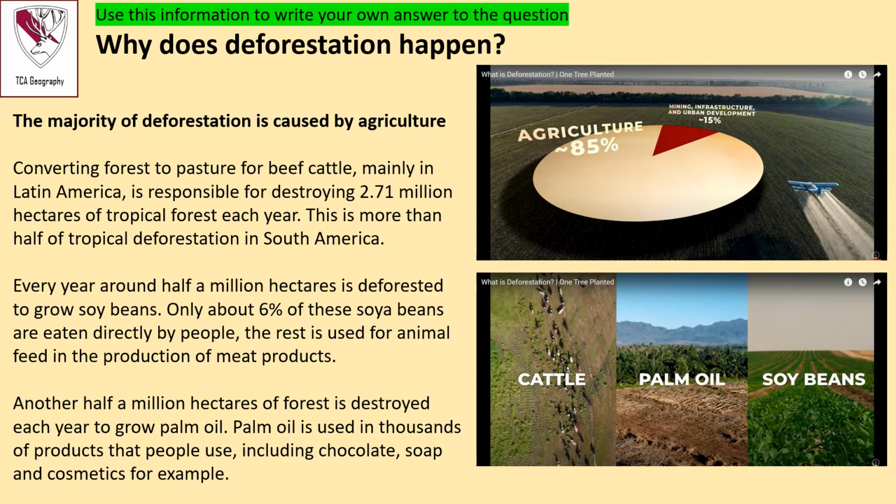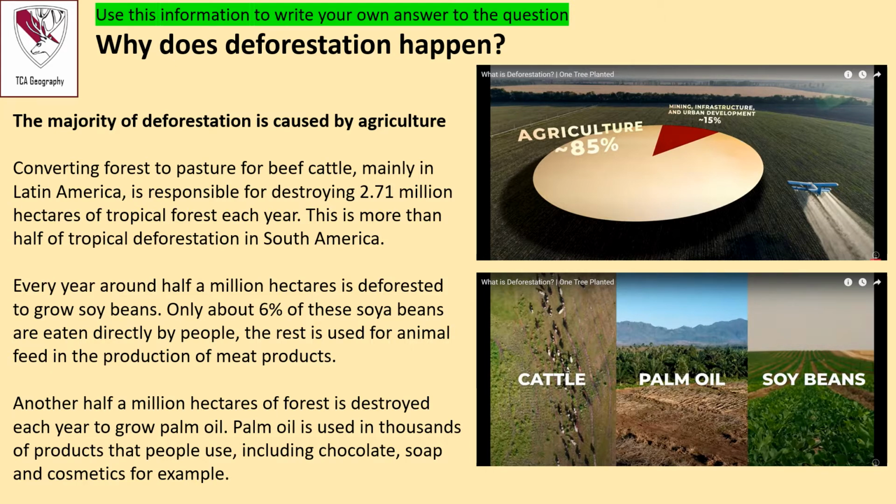Another 500,000 hectares of forest is destroyed each year to grow palm oil. Palm oil is used in thousands of products that people all over the world use, including chocolate, soap, and cosmetics, for example. Palm oil gives things a shiny or slippery appearance or feel.